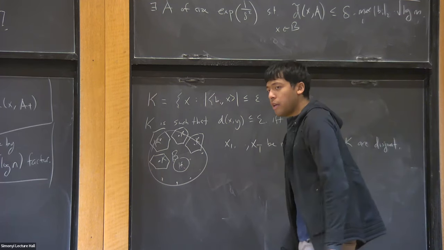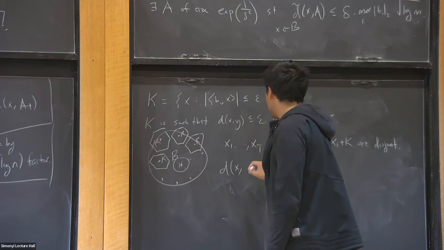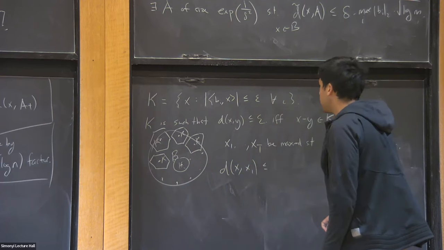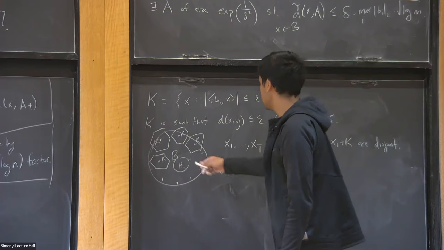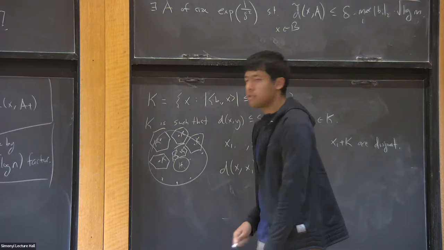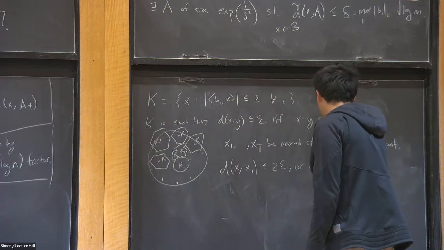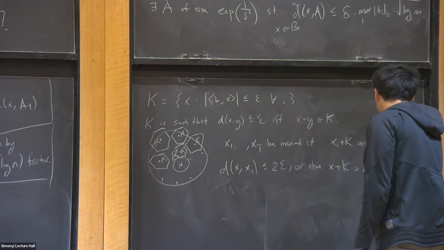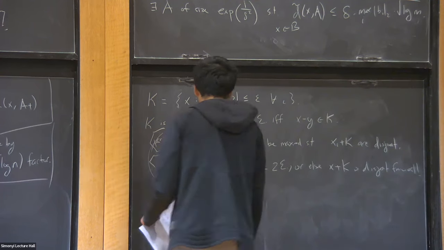What you can show then is that the distance from x to some x_i is going to be at most basically twice epsilon, because otherwise I could have put a copy of K around x and touched nothing. Or else x plus K is also disjoint. Is it like a packing-covering duality argument?